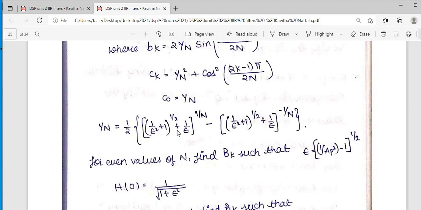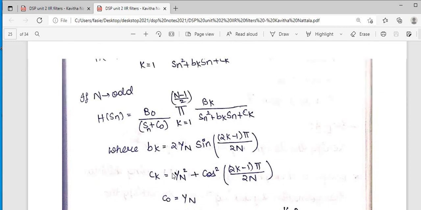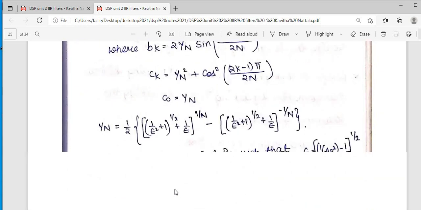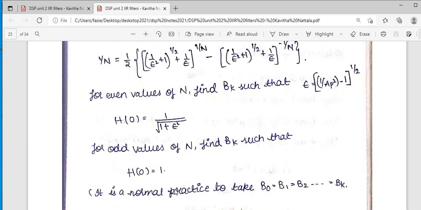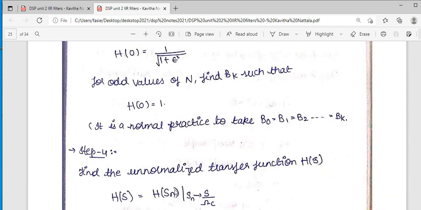The meaning is that we should know the epsilon value first, then we can substitute to get y of n, then we can substitute c0 and y of n, and we can find bk and ck. It's the reverse. First we should know epsilon. After getting epsilon, we can substitute here to get y of n. After getting y of n, we can find bk and ck. This is all the relations we should know in order to find the Chebyshev approximation. Clear? So this is the way we can obtain it. For odd values of n, we can find bk such that H(0) is equal to 1. It is a normal practice where we use b0, b1, and so on till bk, all equal. That is the normal practice, students.